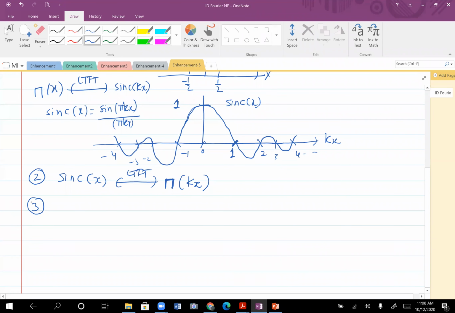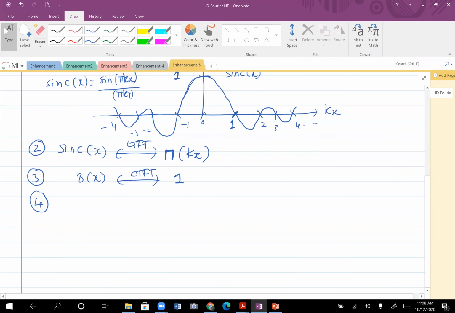So third one, delta of x. What was the CTFT of it? 1. Right. Good. So I don't think I need to derive this because you know it from your earlier courses itself, right? Then for 1, what is the CTFT? Delta of kx. Very good. Delta of kx. So here the nice thing is that the 2 pi multiplication factor also goes off. This 1 anyway, if you are flipping it, was still 1, right? So you have the delta of kx nicely.